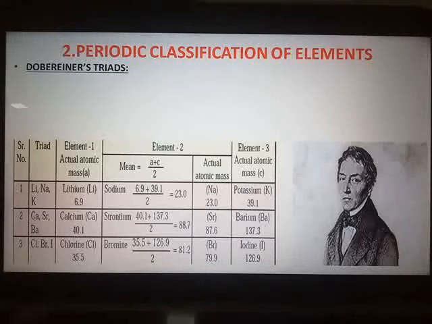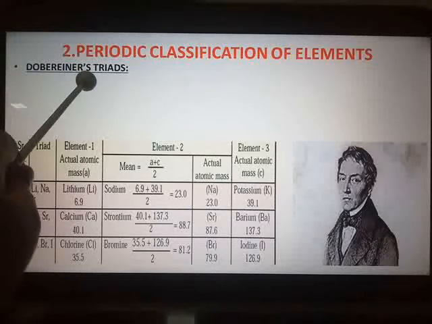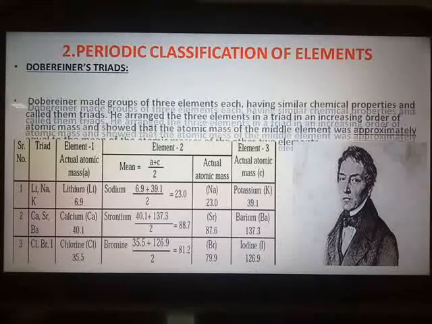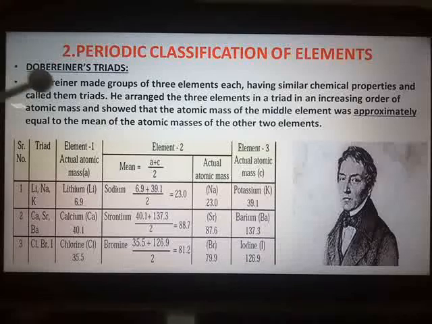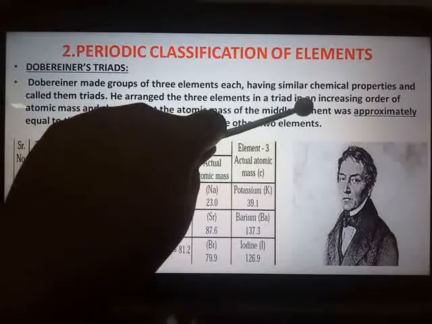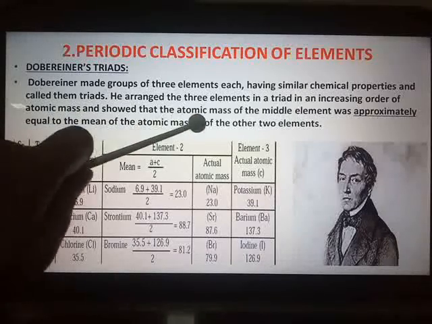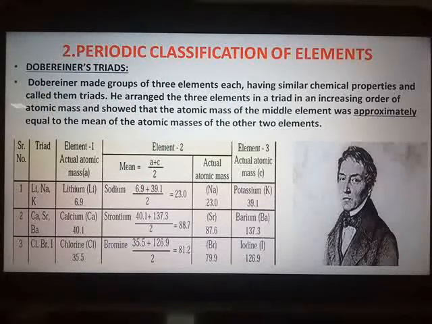What he did was he made groups of three elements each having similar chemical properties, and he called them triads. He arranged the three elements in a triad in the increasing order of their atomic mass, and he showed that the atomic mass of the middle element was approximately equal to the mean of the atomic masses of the other two elements. And out of the three triads which are given in the textbook, only the first one you have to prepare, second and third they have removed from the syllabus.